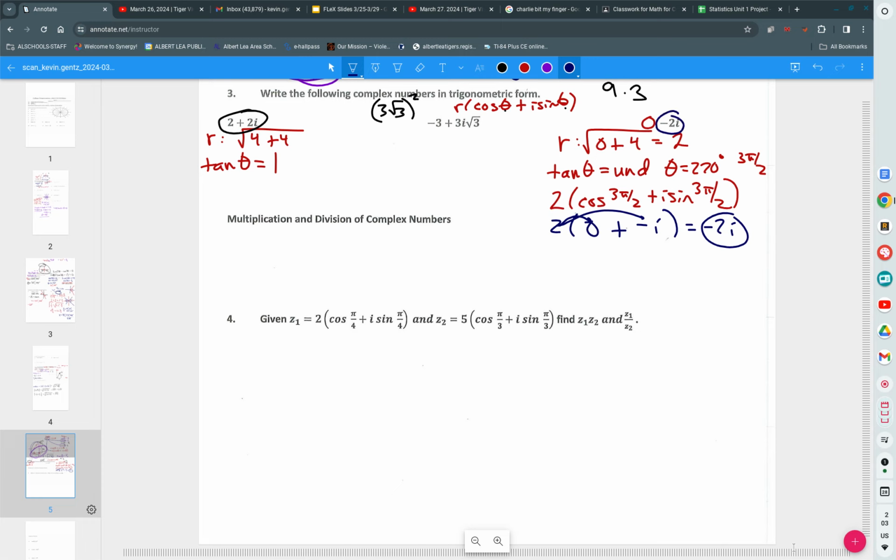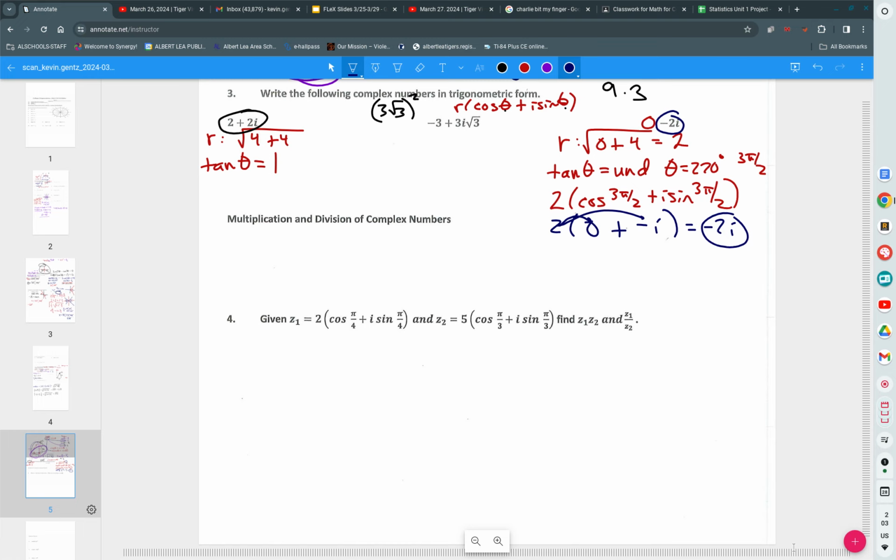So we went from complex form to trigonometric form, and if you do that, you go back to complex form. So you can always check your answer. If you say going further, you would be checking your answer. You should always come up with what you have.